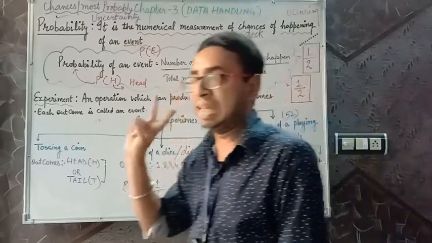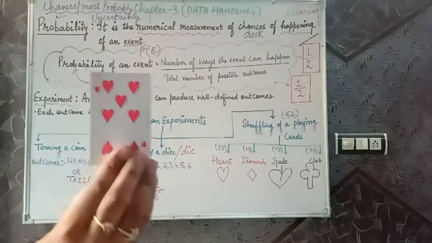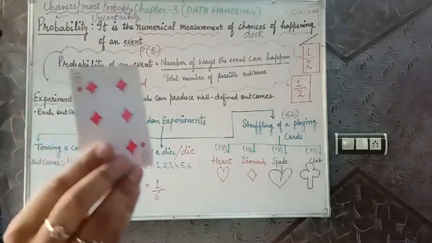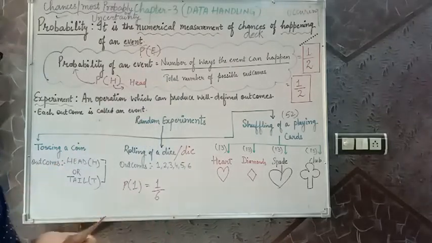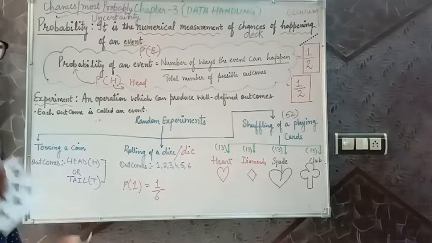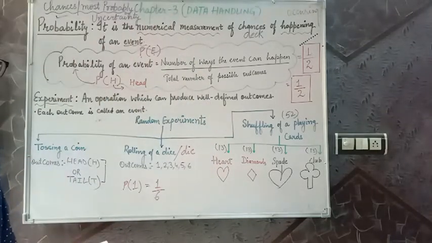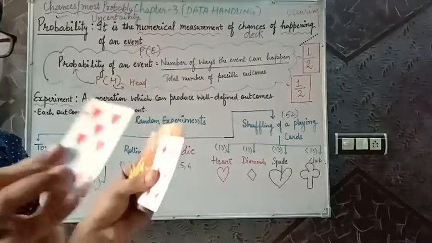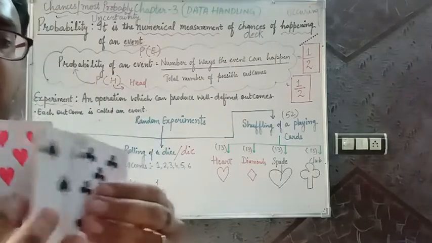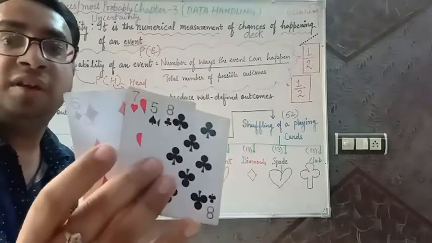Heart, diamond, spade, club. Again, heart, diamond, spade, club. Any doubt anyone is having?